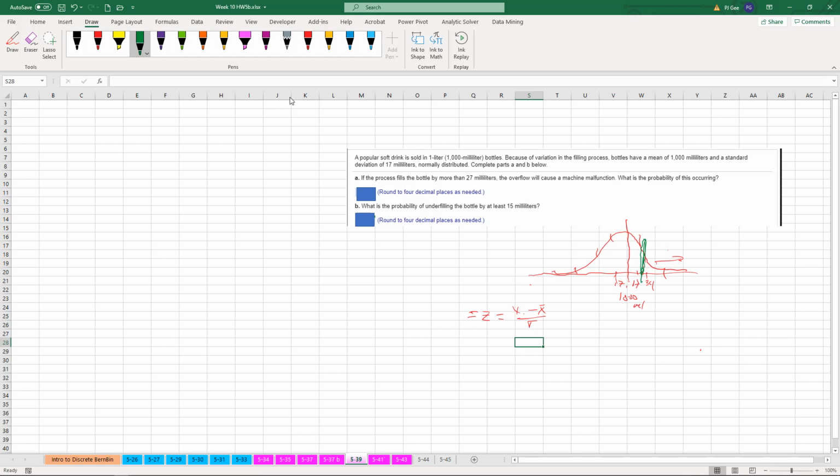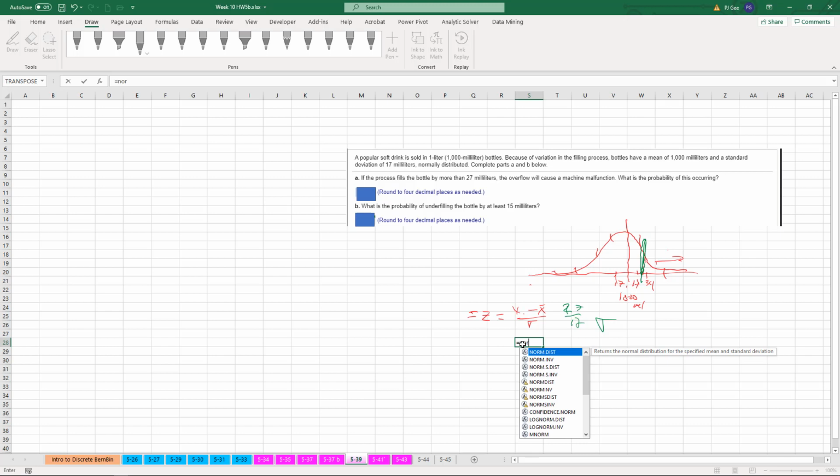Z is equal to x minus the mean. 27 milliliters divided by 17 is going to be your number of sigma. We don't exactly need that, but that's a Z score. So we just figured out the Z score. But we're going to run equals norm.dist, 1,000 plus 27.